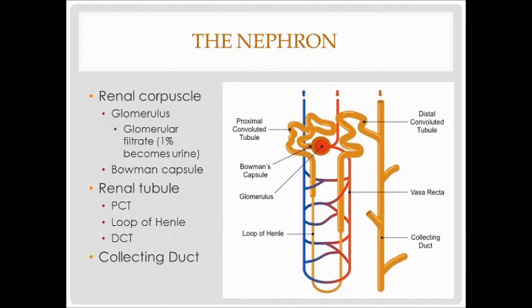The renal tubule is made up of the PCT, which is the proximal convoluted tubule, the loop of Henle, and the DCT, or the distal convoluted tubule. We'll talk about their functions in just a moment. And then we have the collecting duct. So again, this is one nephron. There are tons of nephrons within each kidney.